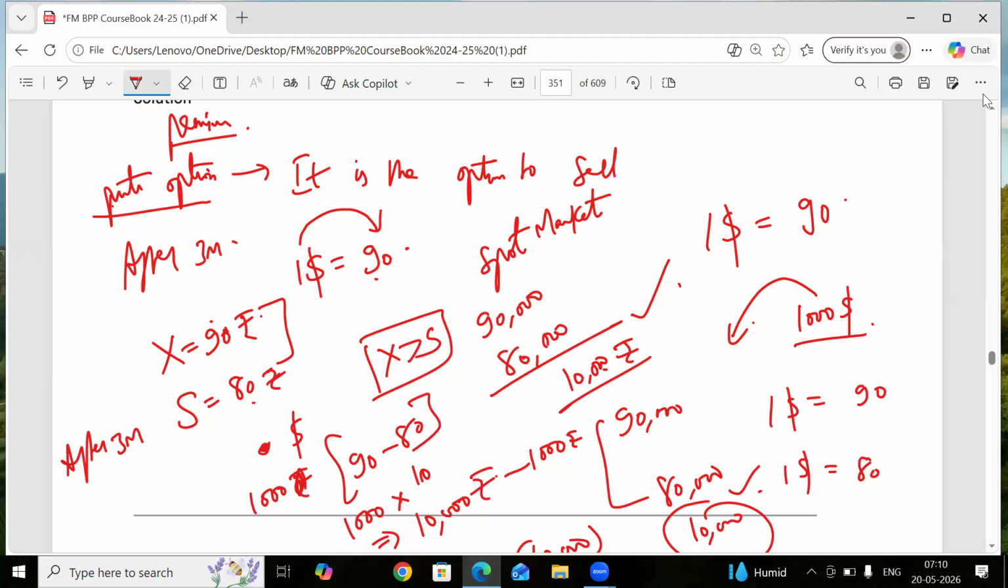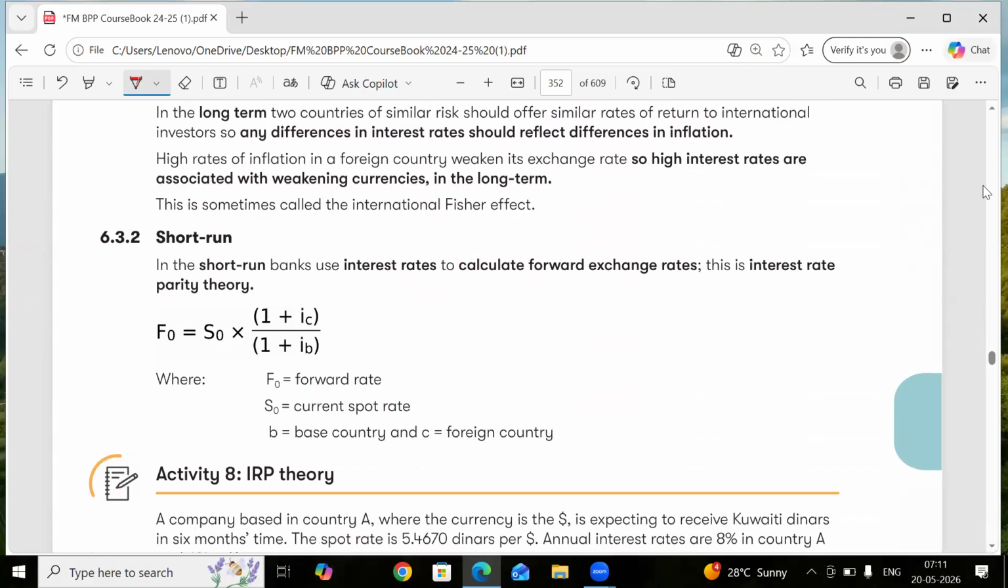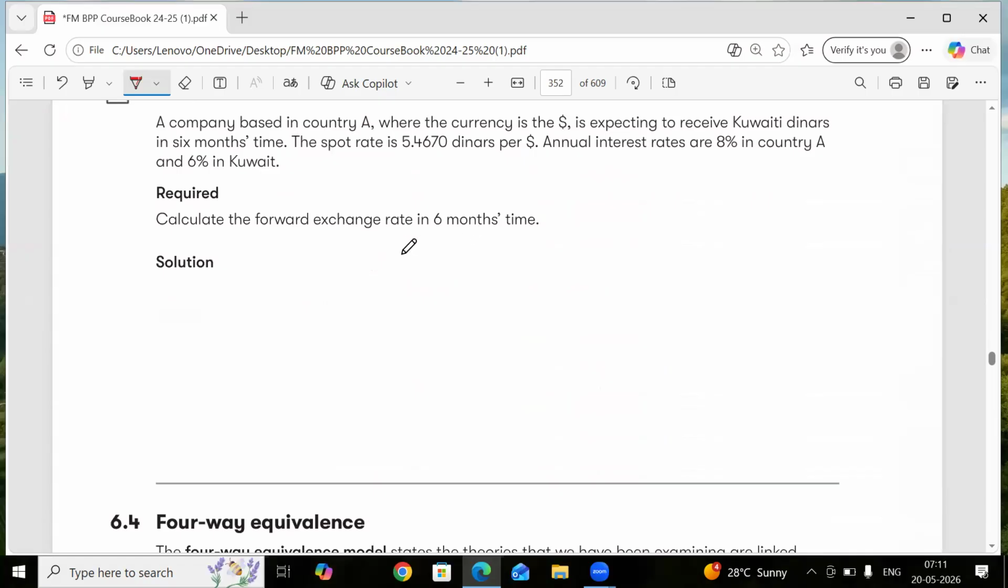Okay. Now, swap. What is this swap? Swap means exchange.